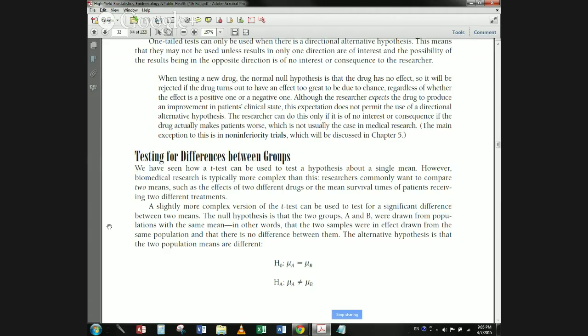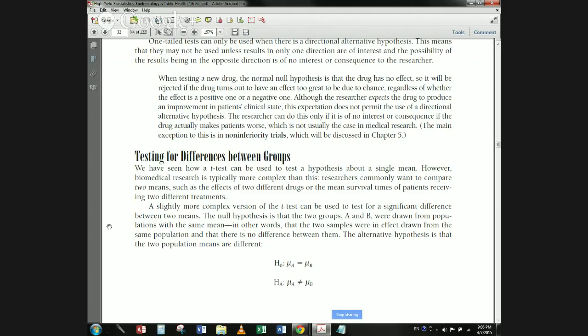Testing for differences between groups. We have seen how a t-test can be used to test a hypothesis about a single mean. However, biomedical research is typically more complex than this. Researchers commonly want to compare two means, such as the effects of two different drugs or the mean survival times of patients receiving two different treatments. A slightly more complex version of the t-test can be used to test for a significant difference between two means.